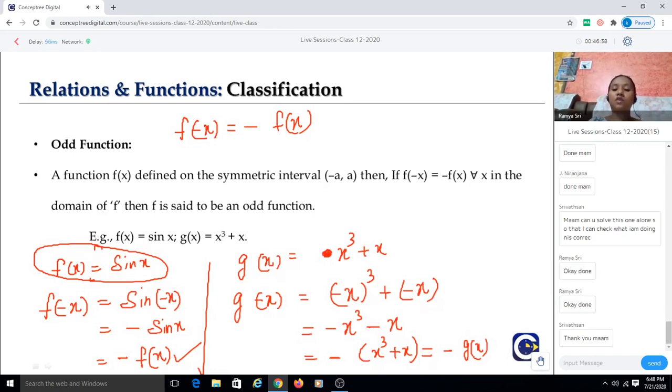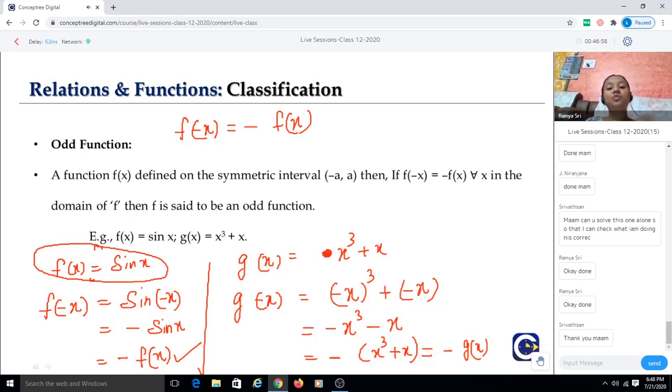So whether it is an even function or odd function, the steps to be followed to check whether it is even or odd are actually the same. Simply replace our x with minus x, and check whether it will be equal to f of x or else minus f of x.